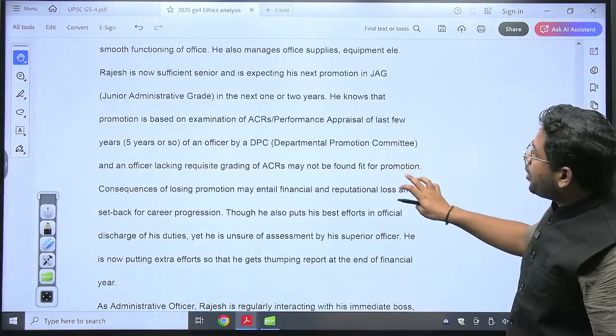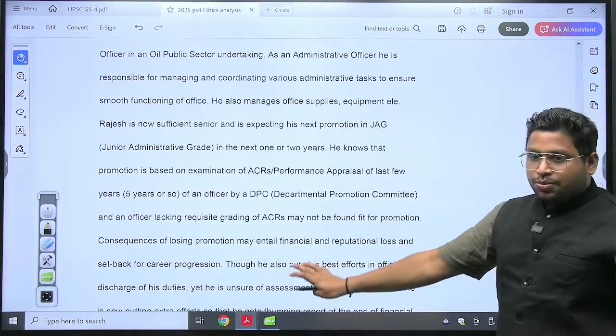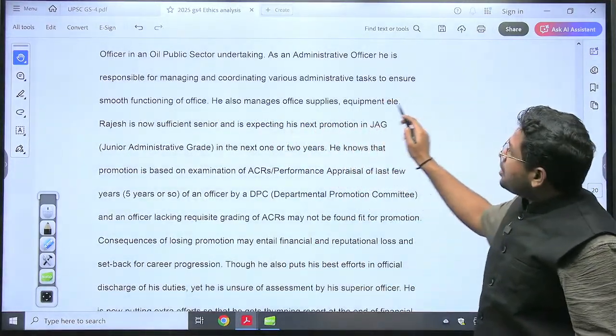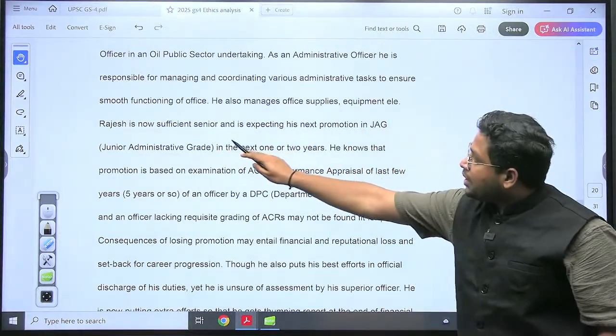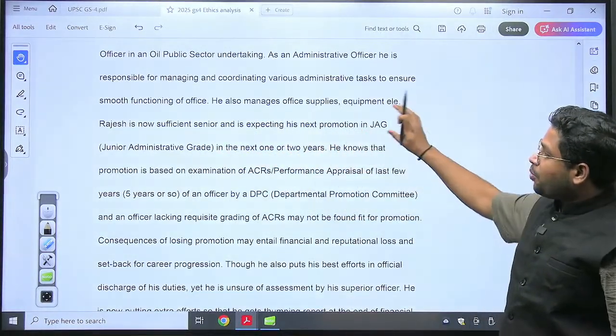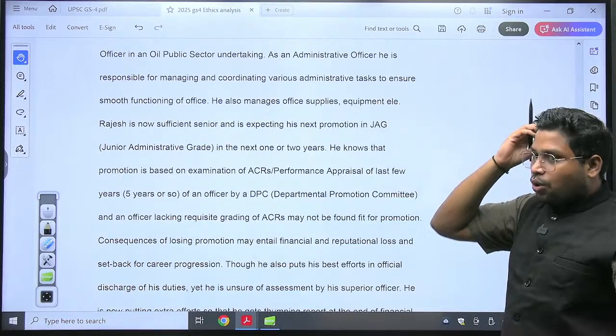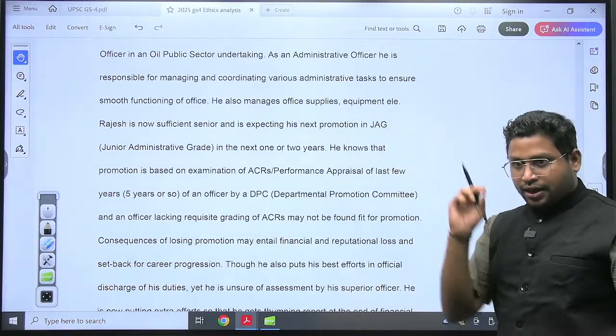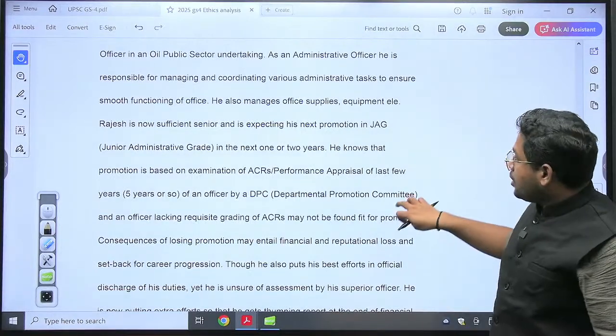Now here comes the point. He needs promotion. Promotion is important for him. He manages office supplies etc. and he is already at a senior position expecting the promotion. Understand one thing. What is the mindset of this person? That he's expecting the promotion. He's at that stage. Career progression matters to everyone, right?